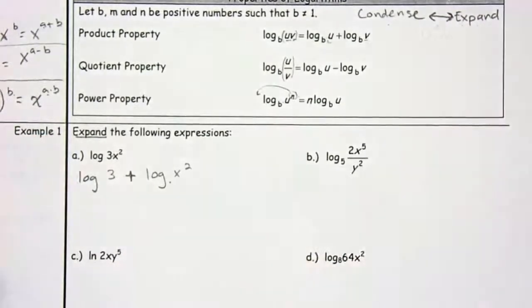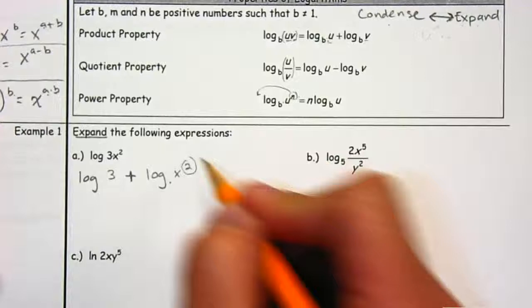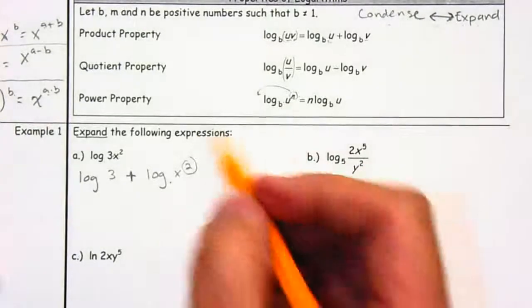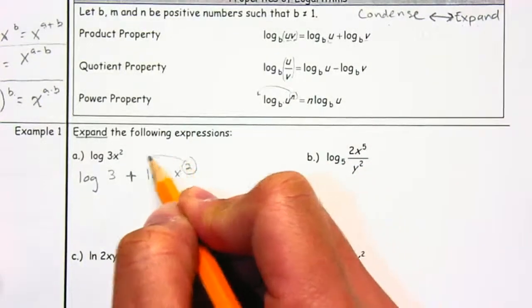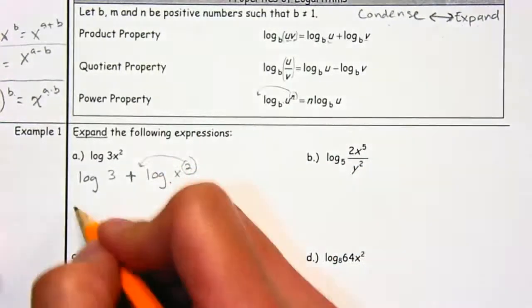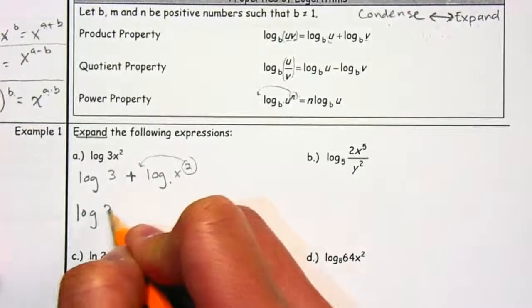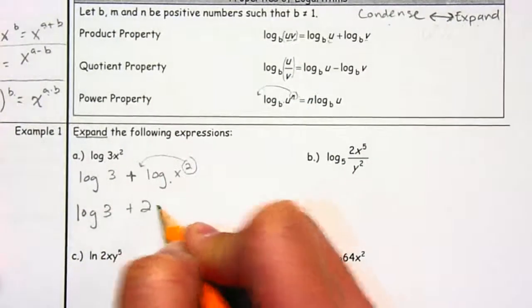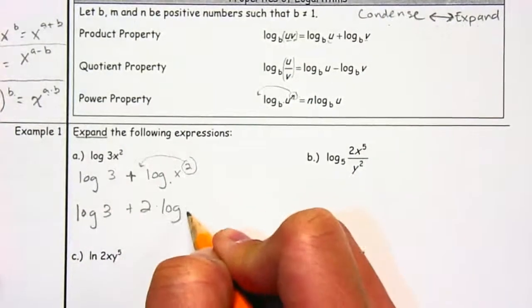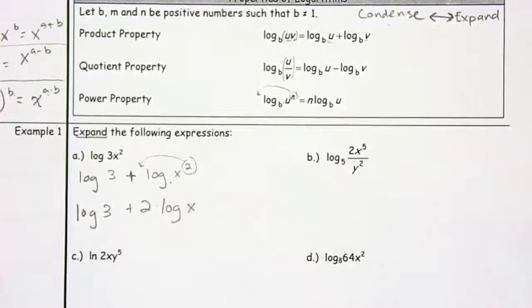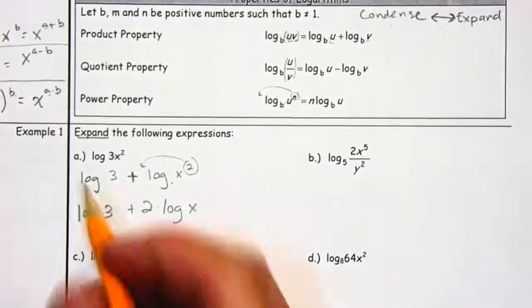The other thing we have here is that this exponent on top. Well, just like we saw in the power property, if I ever have an exponent on a log, you can just bring it down to the front. And we're left with our final answer of log of 3 plus 2 times log of x. And now it's fully expanded. This is our answer.